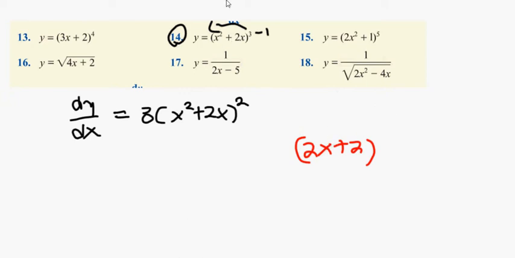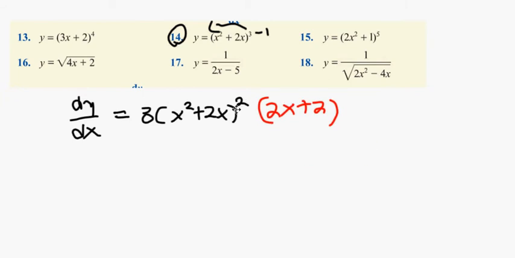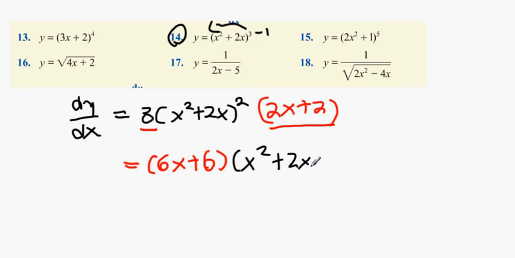Now, golden rule here. This has a power, therefore you cannot multiply it. So you're going to multiply this one here, the 3 by the 2x plus 2, and you're going to get 6x plus 6, and that stays where it was as (x squared plus 2x) squared. That's your answer to number 14. Okay, moving on.